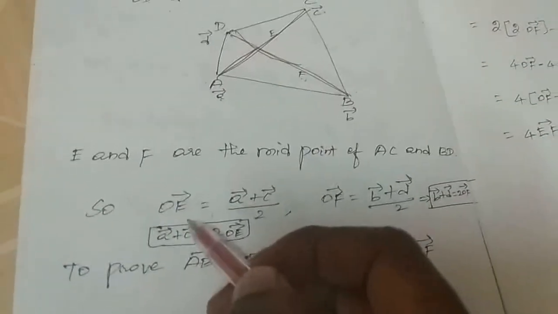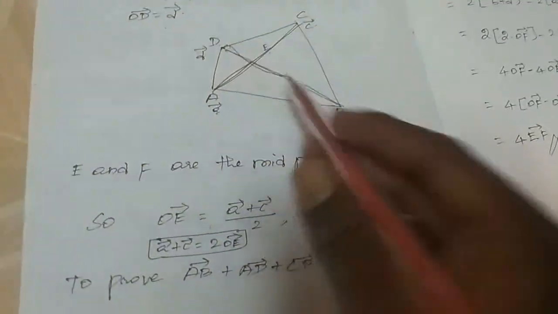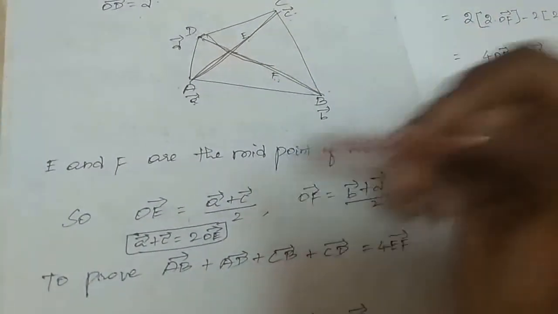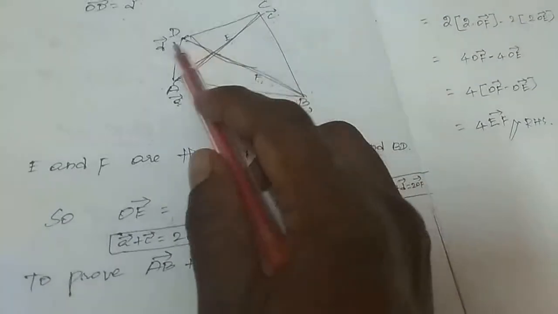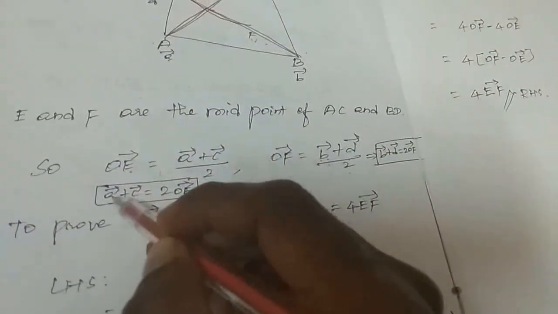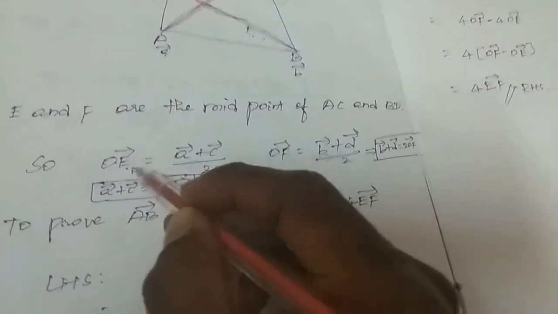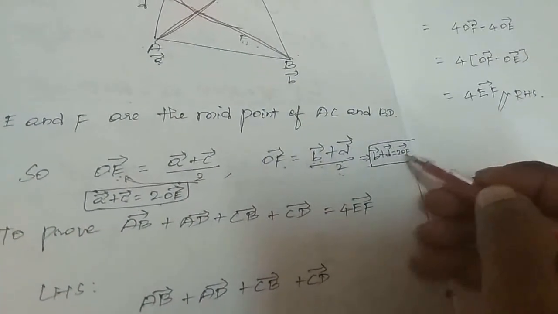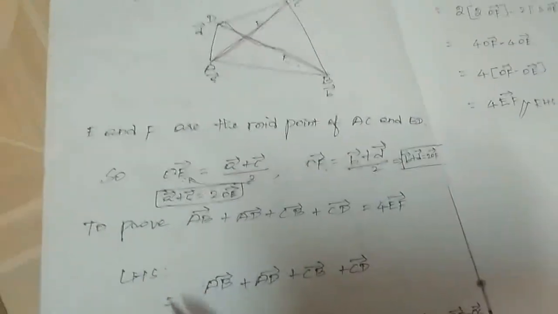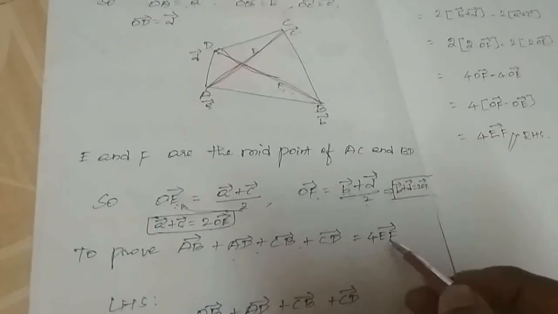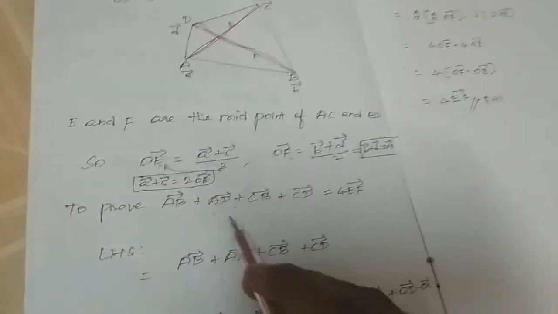Okay, so OE vector equal to (A vector plus C vector) by 2. OF vector equal to (B vector plus D vector) by 2. Now, cross multiplying, 2 times OE equal to A plus C vector. After that, 2 OF equal to B plus D. Okay, now to prove AB vector plus AD vector plus CB vector plus CD vector equal to 4 times EF vector. Let us take the LHS part only.